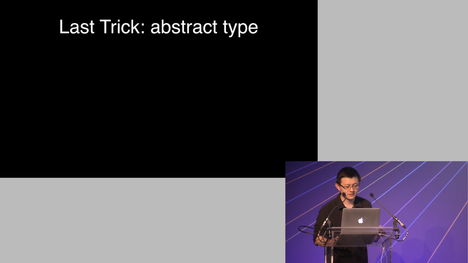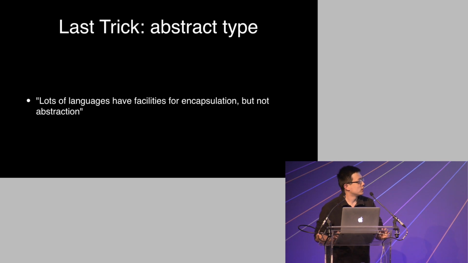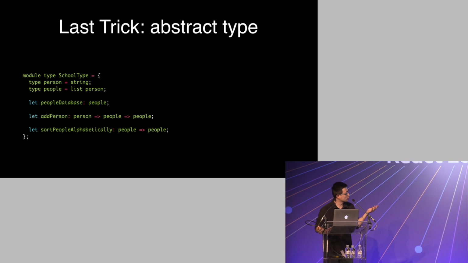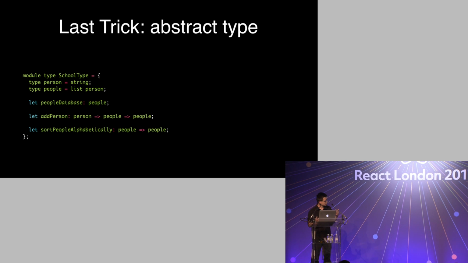And here's an actual last trick, let's say. There was a very wise programmer, anonymous programmer, who told me one day, lots of languages have facilities for encapsulating things. Okay? Most of them, you can just come up with the concept of encapsulation, but they don't really have a facility for abstracting over things. What does that even mean, right? Back then, it wasn't really clear to me until I worked with this language. And I would like to illustrate this with the previous example.